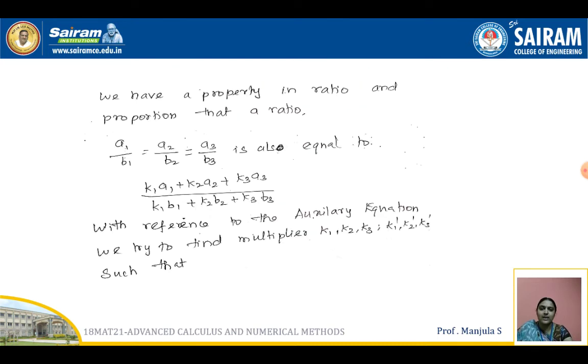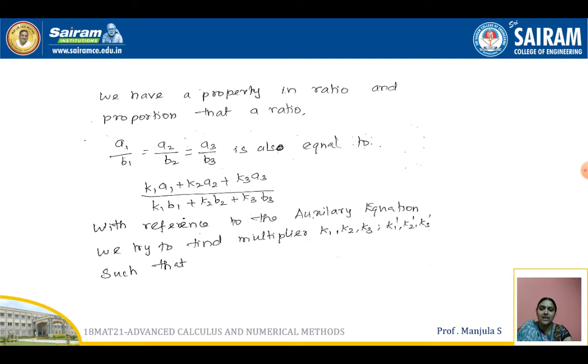And one more case: if we go for choosing multipliers, we can write like this. We have a property in ratio and proportion: a1 by b1 equals a2 by b2 equals a3 by b3 is also equal to k1 a1 plus k2 a2 plus k3 a3 by k1 b1 plus k2 b2 plus k3 b3.